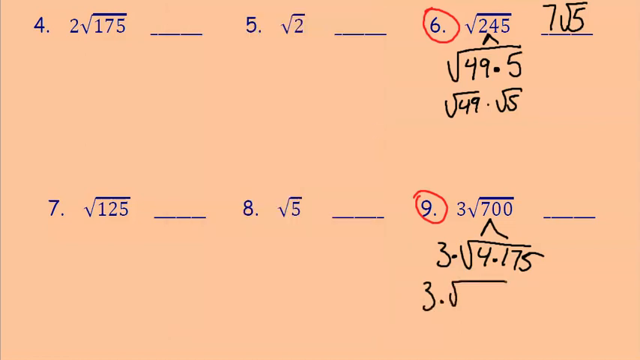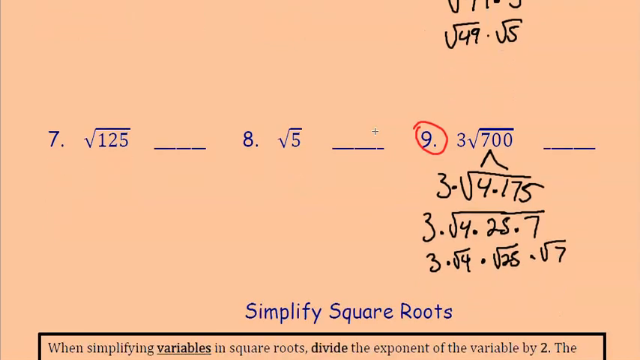So we have 3 times the square root of 4 times 25 times 7. So we have 3 times the square root of 4 times the square root of 25 times the square root of 7. We have 3 times 2 times 5 times square root 7. 3 times 2 times 5 is 30. So our reduced radical, our simplified radical, is 30 square root 7.